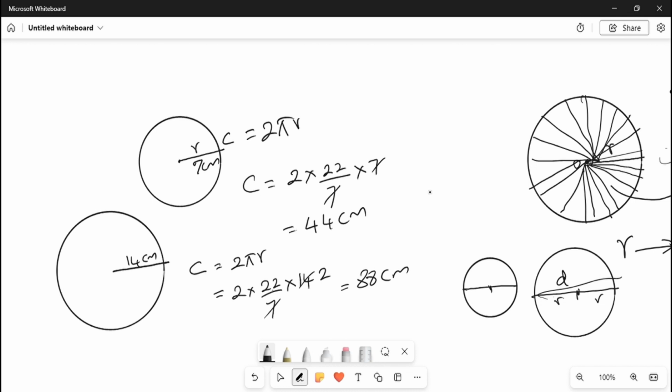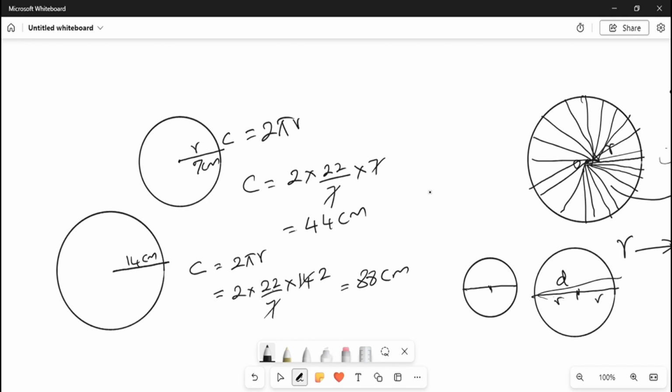So when the radius is increasing by 2 times, perimeter, circumference, is also 2 times increasing. Earlier one 44, now 88. So now you can understand how to find the circumference of a circle.